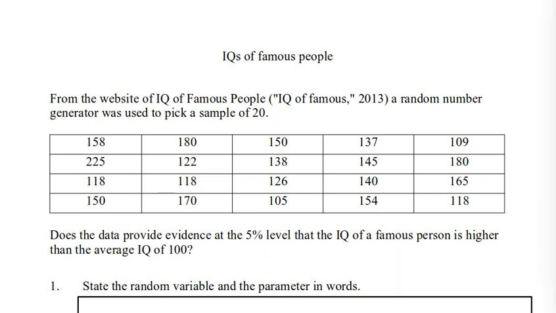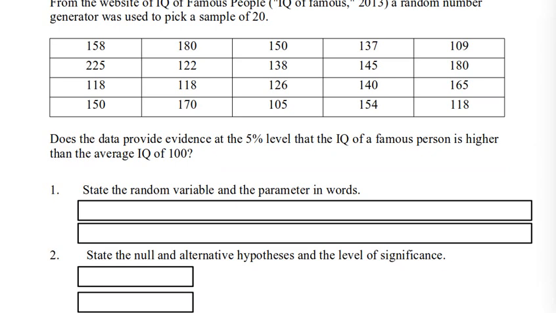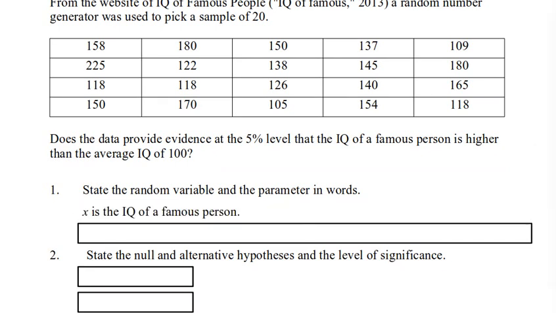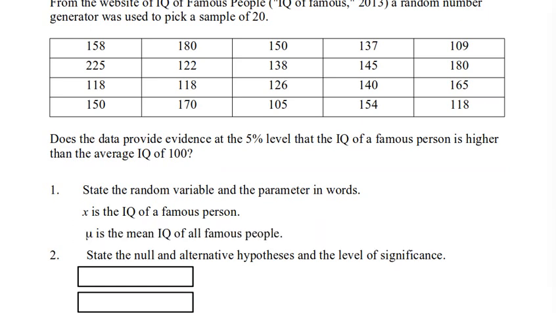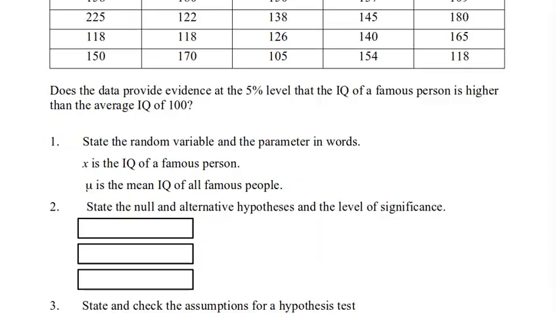So the first thing we're going to do is state the random variable and the parameter. Here the random variable is the IQ of a famous person. The parameter is the mean IQ of all famous people. Now the null and alternative hypotheses as well as the level of significance. The null hypothesis is there's nothing to see. The population mean among famous people is exactly the mean for everyone else. The null hypothesis is that mu is 100 for everyone.